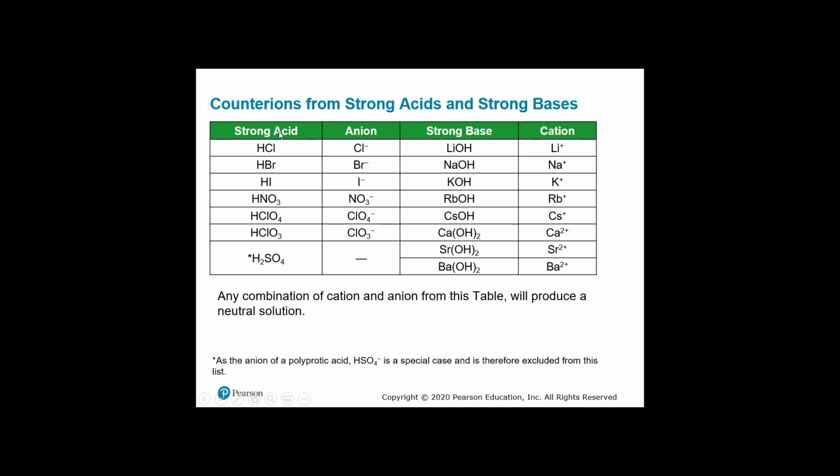So here are counter ions. If we have a strong acid, here are the anions of the strong acid, and here are the strong bases, and here are the cations of strong bases. Any combination of these creates a neutral solution. These are really good to understand, because if you have any of these, they're not going to affect the pH of anything.